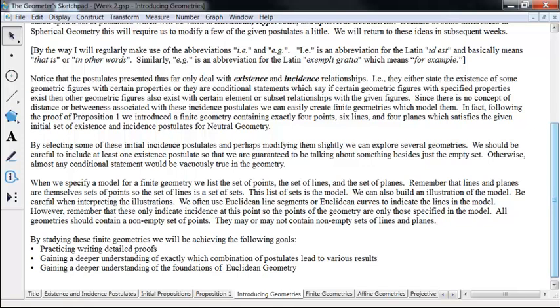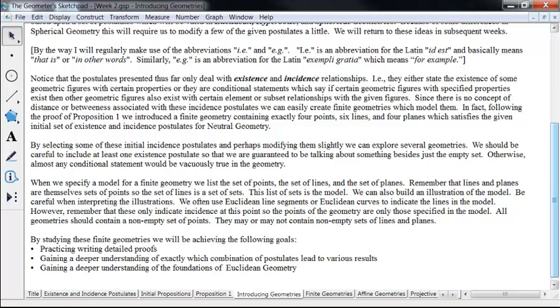Remember, when we specify a model for finite geometry, what we're doing is listing the set of points, the set of lines, and the set of planes. Lines and planes are themselves sets of points, so the set of lines is a set of sets, as is the set of planes. And so this list of sets is the model. The picture that we draw with it is an illustration of that model, and we're going to be building dynamic illustrations in Sketchpad a lot of the time as well.